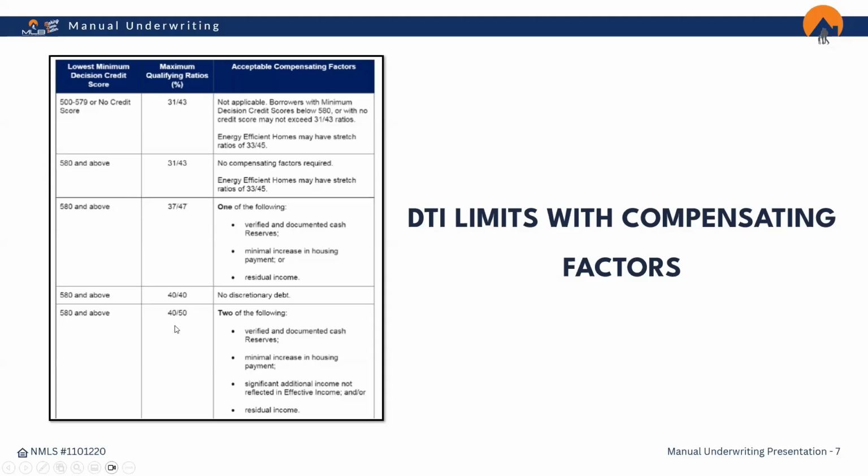So, for example, here we can go all the way up to a max DTI of 40/50. So 40 on the front end, 50 on the back. If we can document two things, if we can document they have residual income, a minimum increase to housing payment, verified reserves, or significant additional income not reflected in the effective income, any of those things. If two of those things are met, we can go to the maximum allowed on FHA of that 40/50 on the DTI with that 580 plus score. So you can see, just to give you an example, those compensating factors are going to come in as a good play here to really help strengthen the borrower's ability to move smoothly through an FHA manual underwrite.